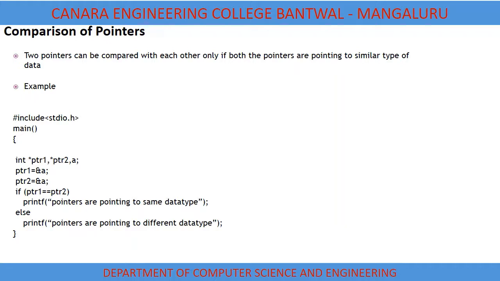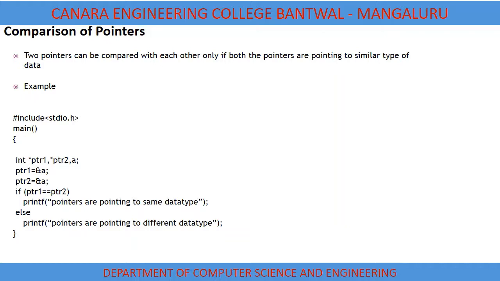In this slide a small illustration is given about comparison of 2 pointers, and how we can compare pointers of the same type. Two pointers can be compared with each other only if both the pointers are pointing to a similar type of data. If it is of the same type, then only we can go for comparison, otherwise we cannot.